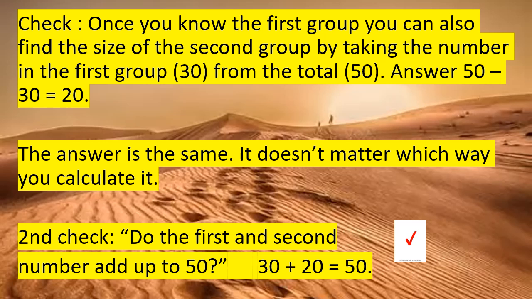And again, check. Once you know the first group, you can also find the size of the second group by taking the number in the first group, 30, from the total 50. So the answer, 50 minus 30 equals 20. And the answer is the same. It doesn't matter which way you calculate it. Second check. Do the first and second numbers add up to 50? So 30 plus 20 equals 50. Yes, we're all good.